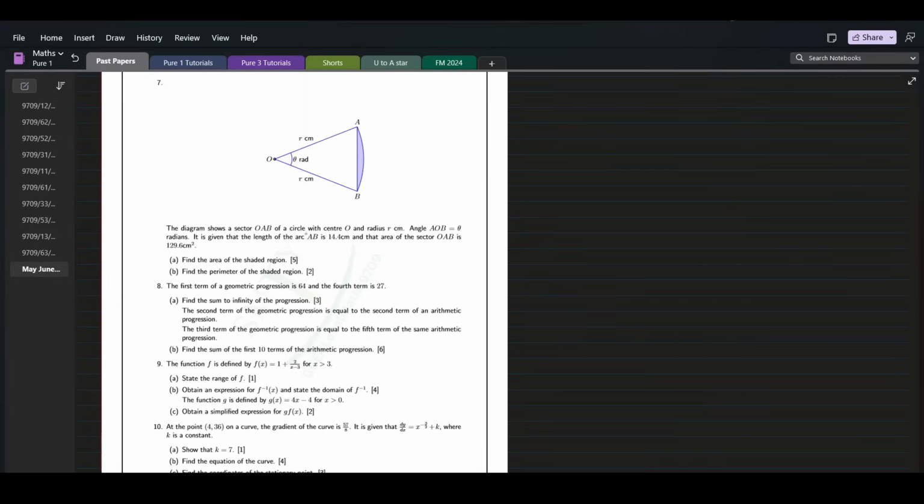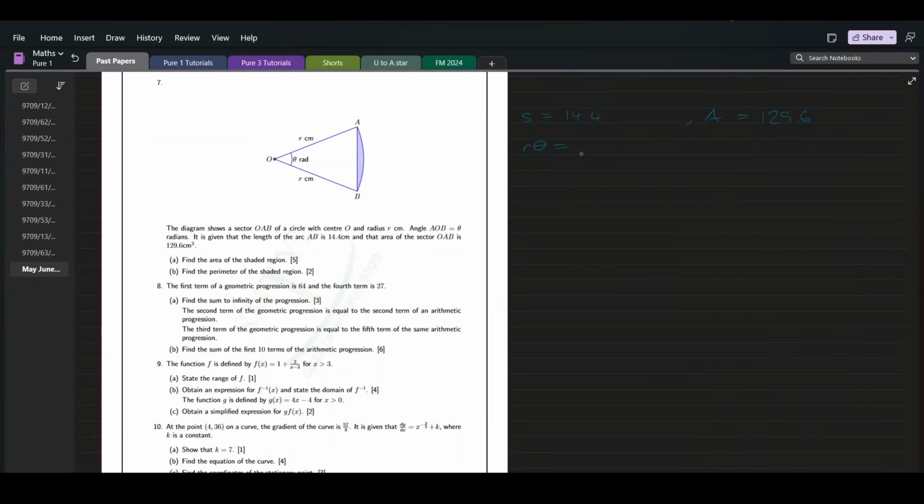Number 7. The diagram shows a sector OAB with center O and radius r centimeters. Angle AOB is theta radians. It is given that the length of the arc AB is 14.4 centimeters and the area of the sector OAB is 129.6 centimeters squared. So we are given that the arc length of AB is equal to 14.4, and we're given that the area of sector OAB is 129.6. So we can write this in terms of the formula.